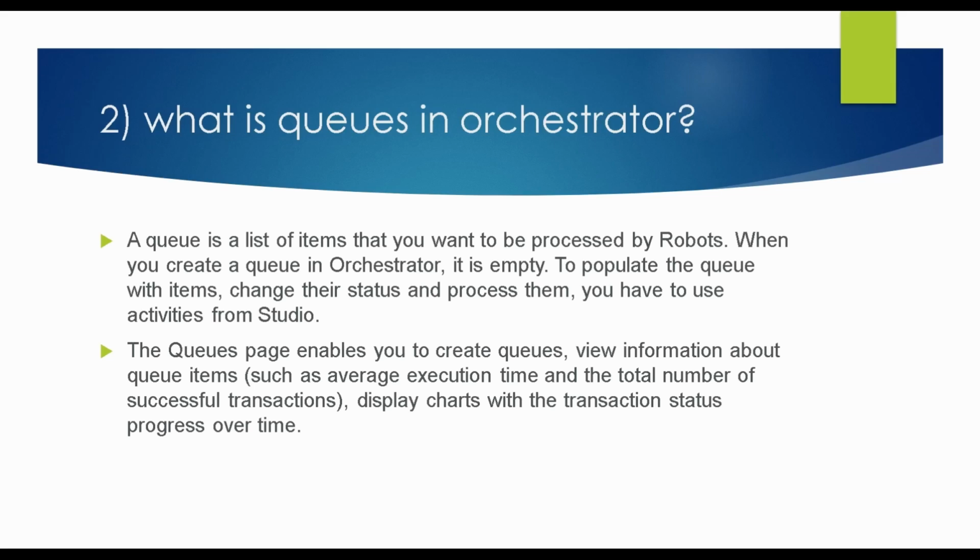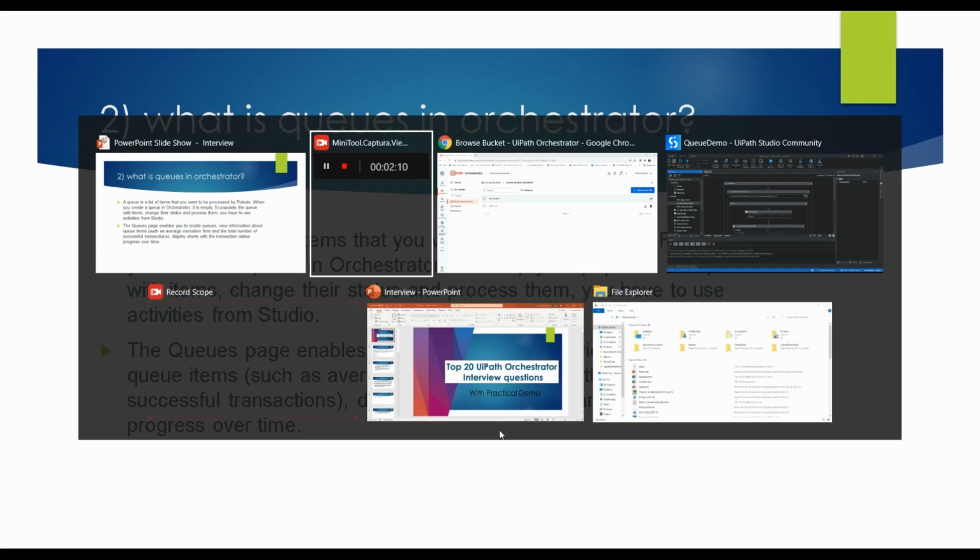So it is a list of items that you want to be processed by the robot. For uploading the queue items from your system to the Orchestrator queue, you have to use the activities available in Studio. I'll show you how you can use the activities to upload the transactions to the queue in another question. You can create a queue inside the queue page, so let me go to the Orchestrator.